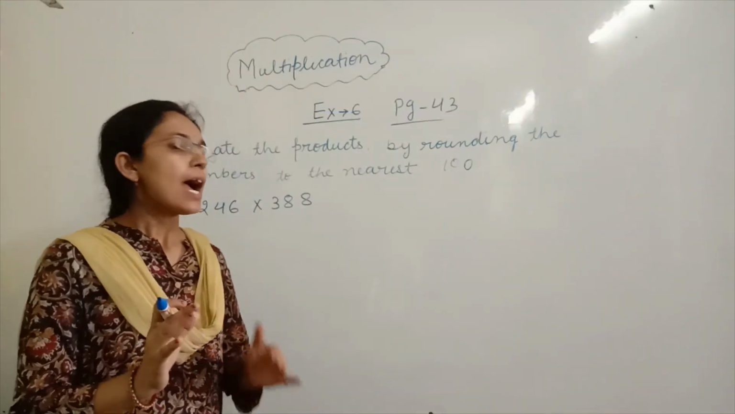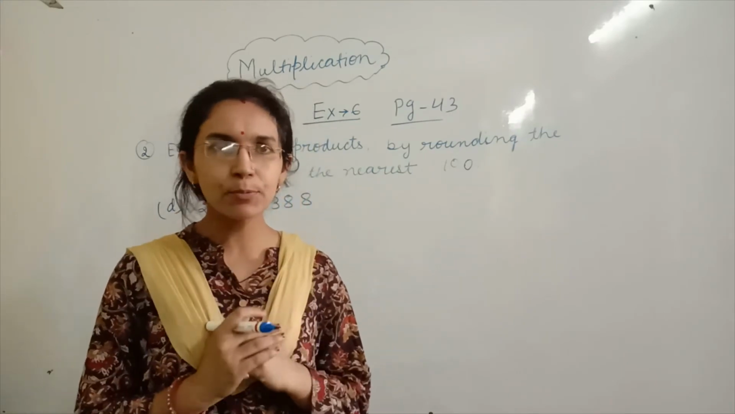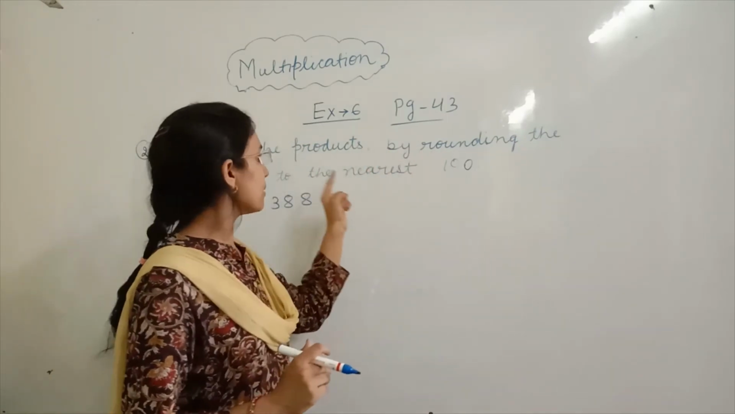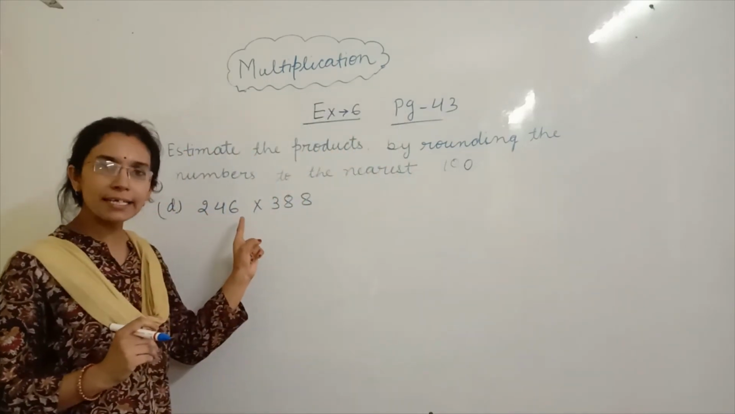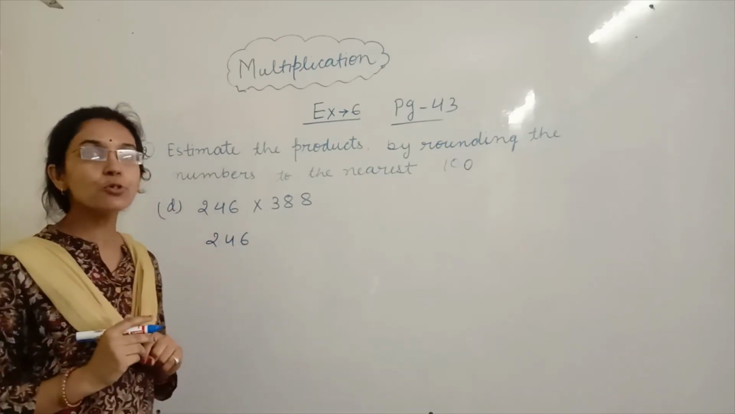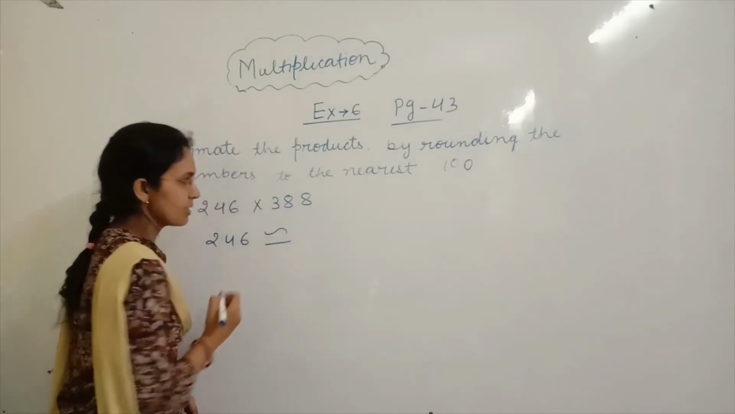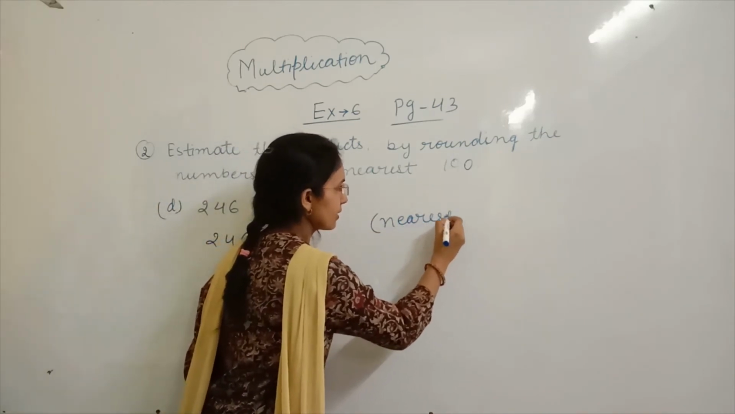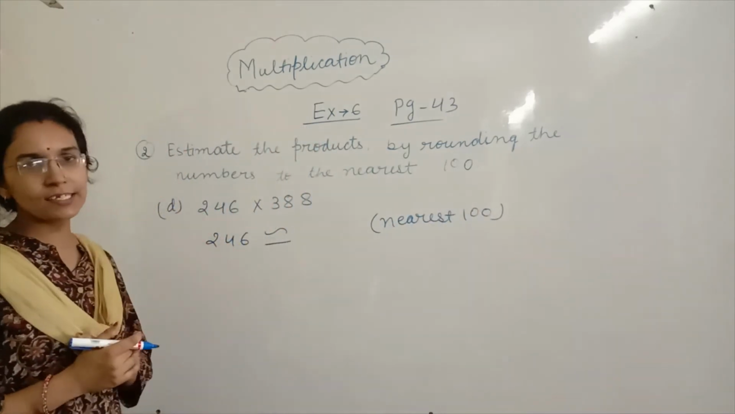Okay children, I have explained rounding the number to the nearest 10 and then finding the product. Now our next is, estimate the products by rounding the number to the nearest 100. We have the first number 246. So I will write down 246. Whenever you do rounding of a number children, you have to give the sign like this and make one bracket. Here you write down nearest 100.